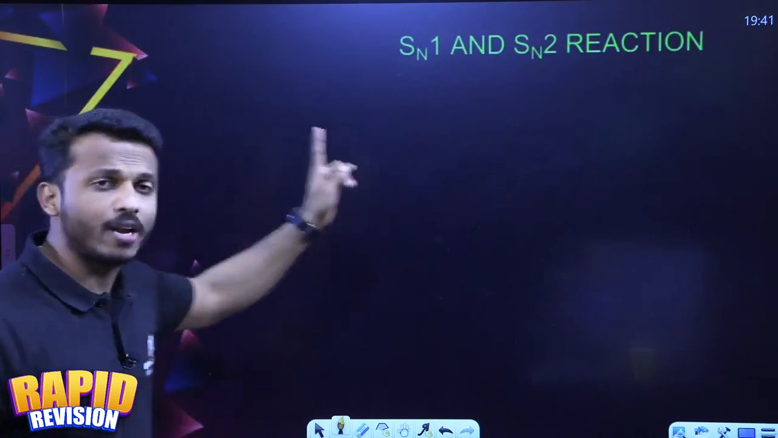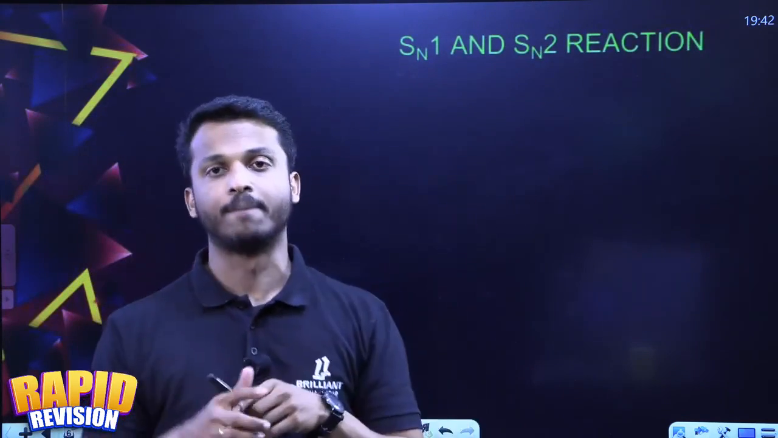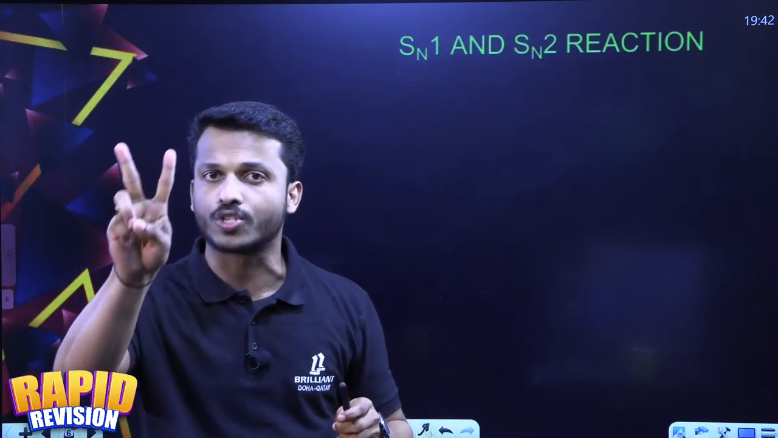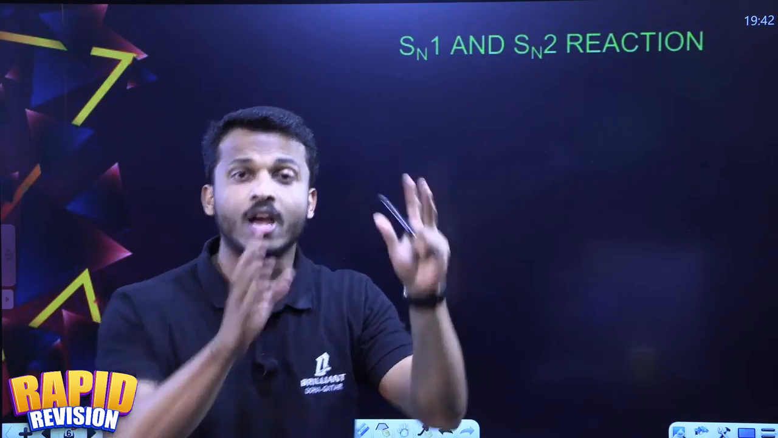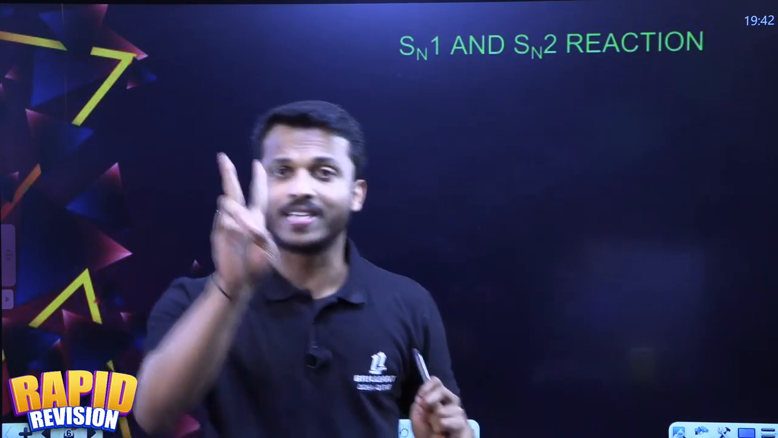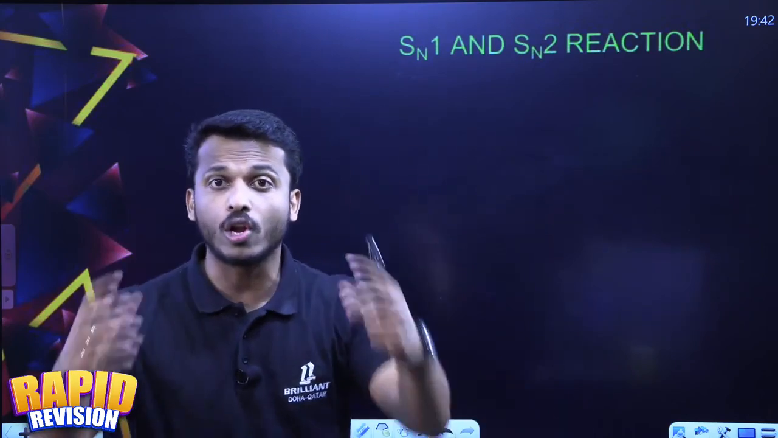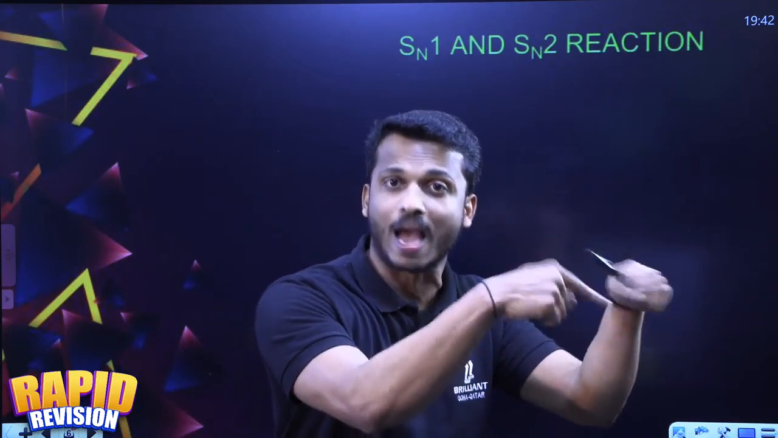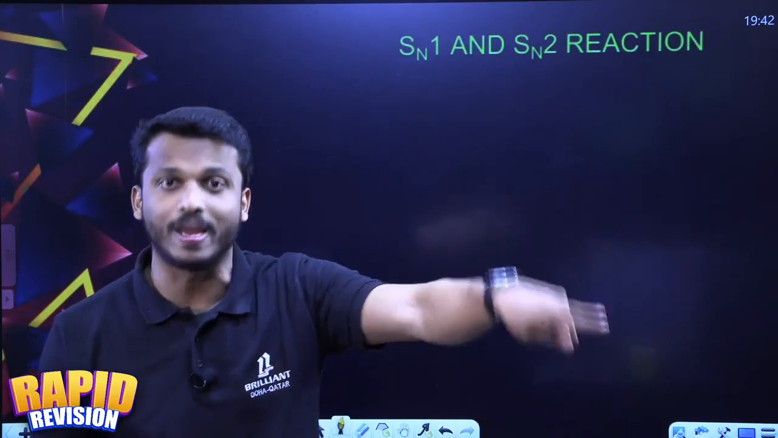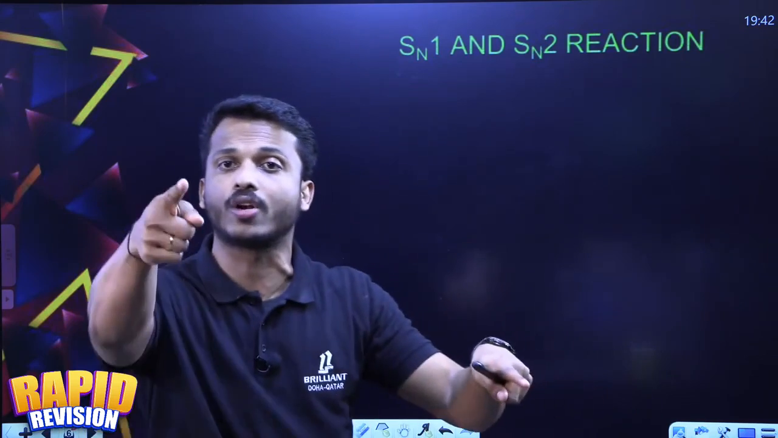Next one, SN1 and SN2 mechanism. You know very well, but let me tell you, please listen. In the SN1 mechanism, two steps are there. First step, the slow step, where the halogen leaves with formation of a carbocation. Second step, the nucleophile attacks. The nucleophile can attack from left or right. In the second step, do you get retention or inversion of configuration?